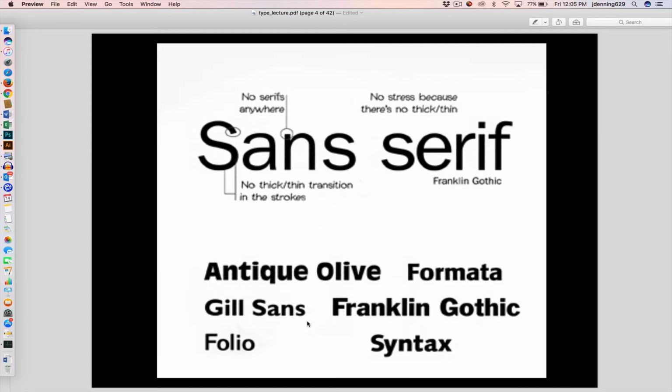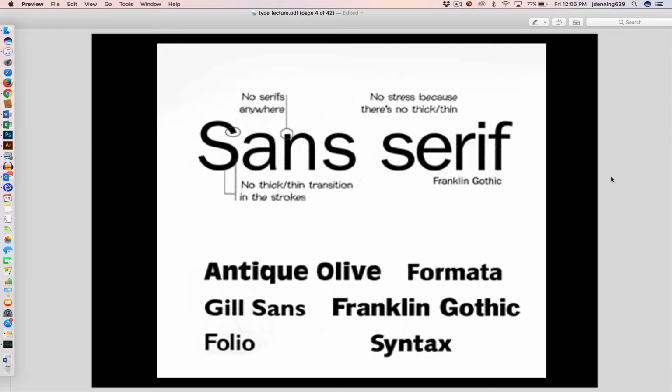Then you have sans serif fonts. So Helvetica is an example of a sans serif font. These were invented in the 20th century, and what makes them all a family is there are no serifs anywhere. So sans serif fonts have no serifs, no stress because there's no thick-thin transitions, very legible, and they often don't communicate a ton with their personality, but they can be used in a variety of situations. That's why, for example, Helvetica is such a versatile font.